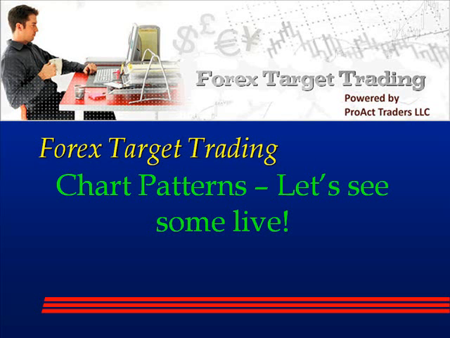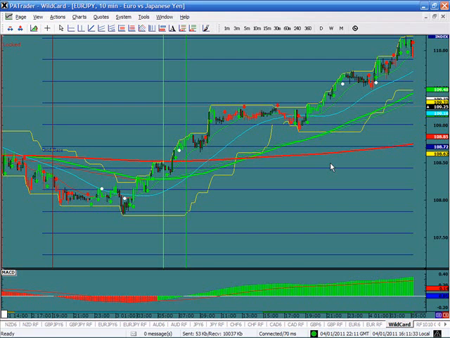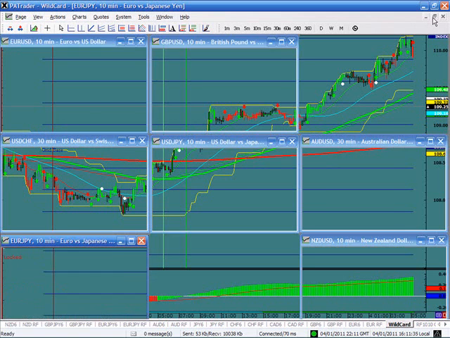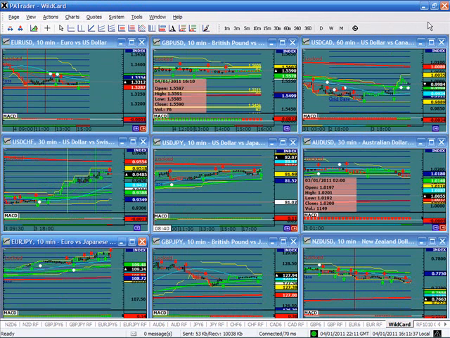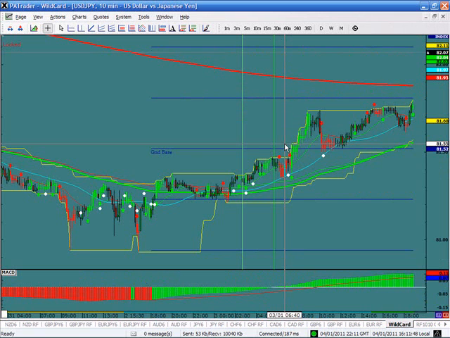All right, so let's look at some in the market here live and see if we can see some. So I'm going to run to the charts here. We're just going to pull them up. First I'm going to show you on the Aussie dollar here, and on the US dollar yen, I'm going to show you an ascending wedge here.